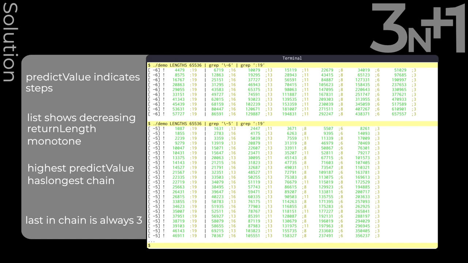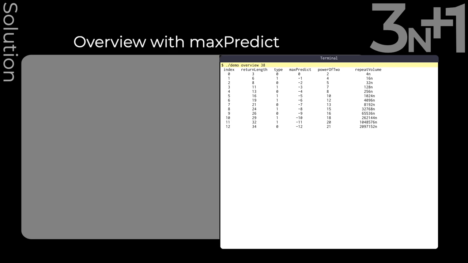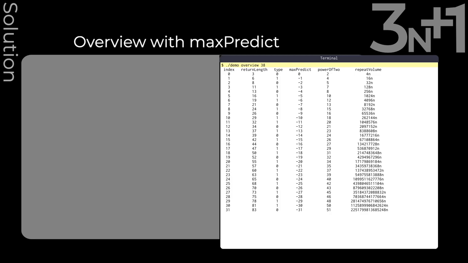The following overview gives us insight into the predict value in relation to the return length. Any return length is limited by the maximum value that the predict value can have. Look at return length 19. There exist values with a return length of 19 with predict values up to and including -6. We saw this in the filtered list. We can now state that there does not exist any value that has a return length of 19 with a higher predict value than -6.